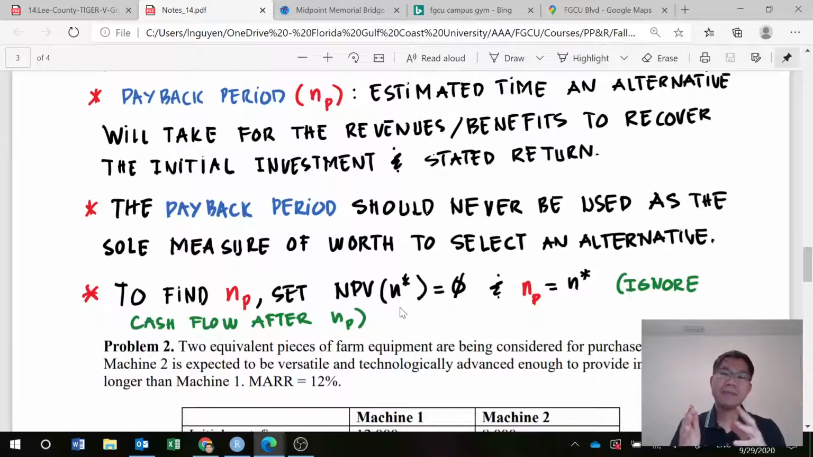To find out NP, just like the IRR method, to find out the internal rate of return, we set NPV with I star equals 0, and we can find out the I star, and that I star is exactly the internal rate of return, IRR.